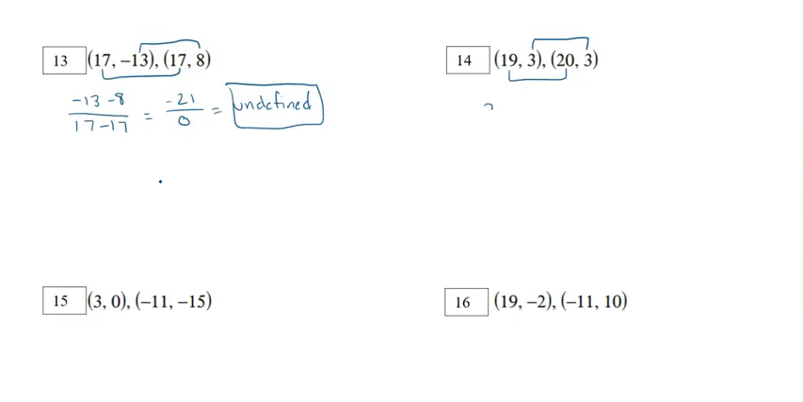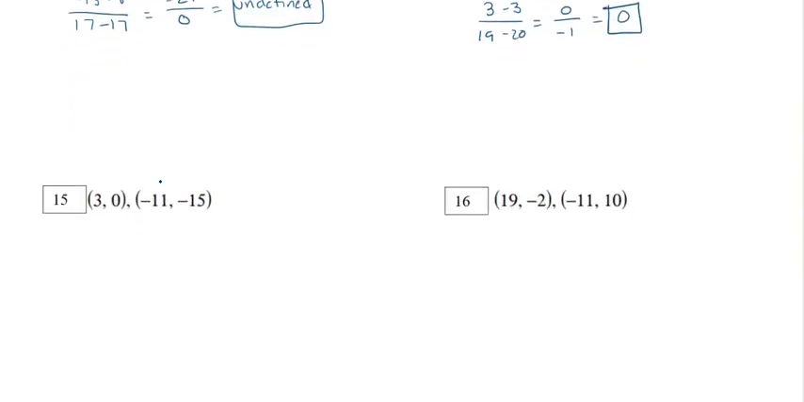All right, now we have 3 minus 3 over 19 minus 20. 3 minus 3 is 0. 19 minus 20 is -1. 0 over anything is 0.